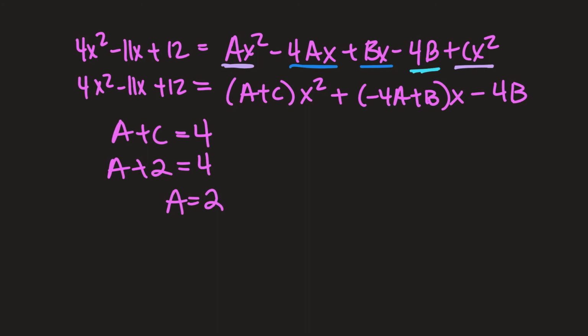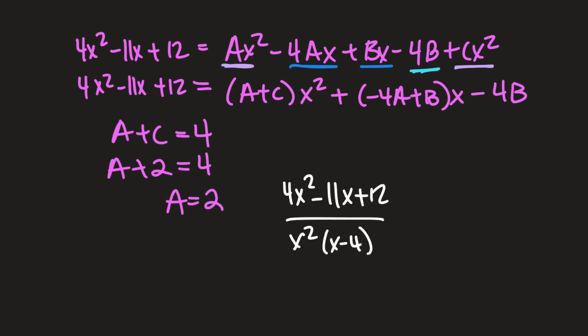So then our last thing that we have to do is rewrite our problem. So 4x squared minus 11x plus 12 all over x squared times x minus 4 is equal to, so a is 2 over x, b was negative 3 over x squared, and c is 2 over x minus 4.